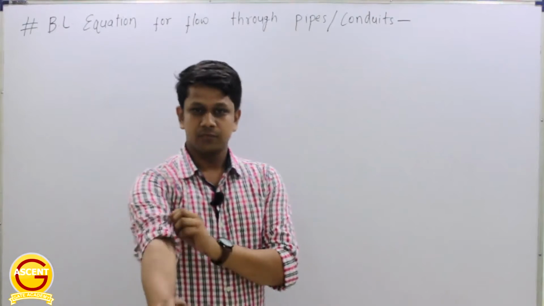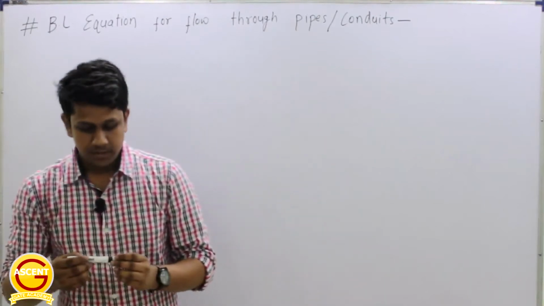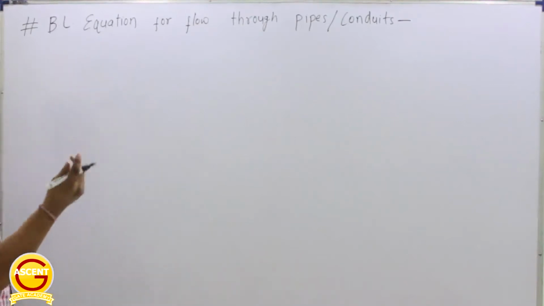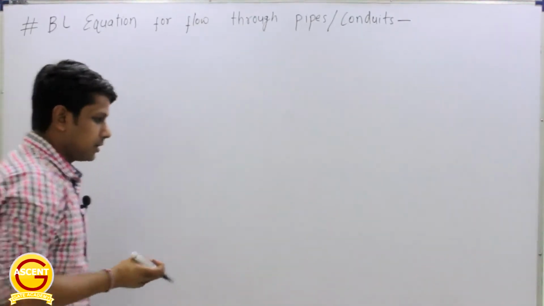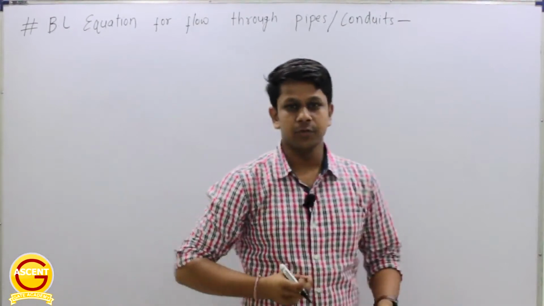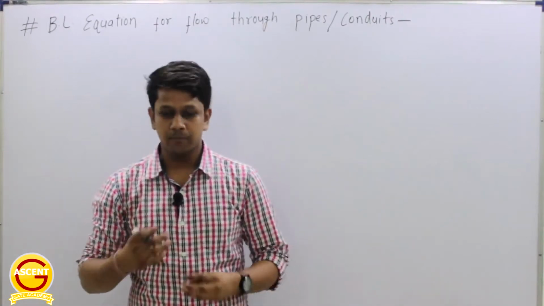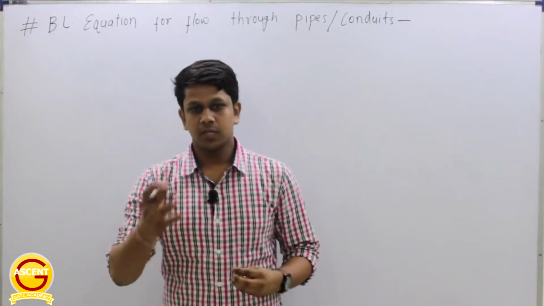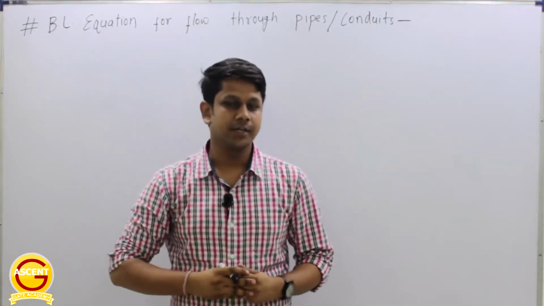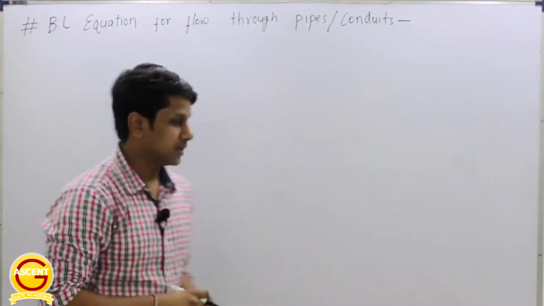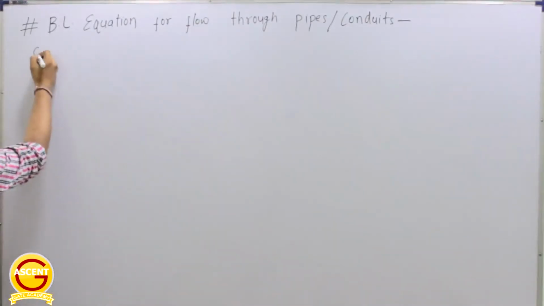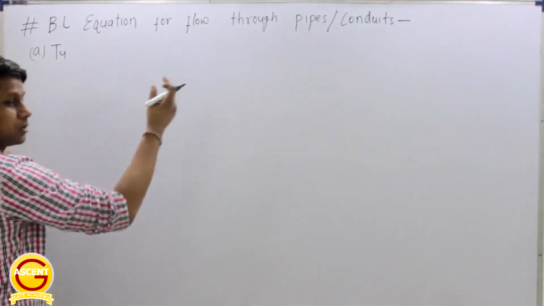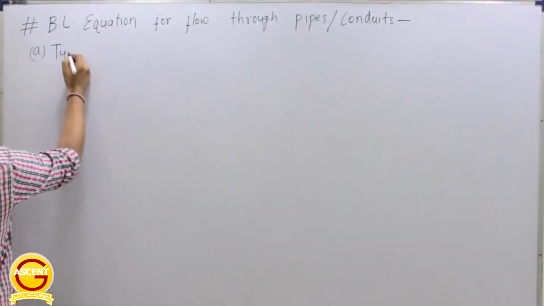Similar to flow over flat plates, there will also be two cases. The first one is laminar and the second one is turbulent. But from our heat transfer point of view, as in turbulent flow the mixing is good, the heat transfer effects are greater. So turbulent flow is more preferred in heat transfer. So let's see turbulent flow first. We will see the boundary layer equation in flow through pipes or through any conduit when the flow is turbulent.